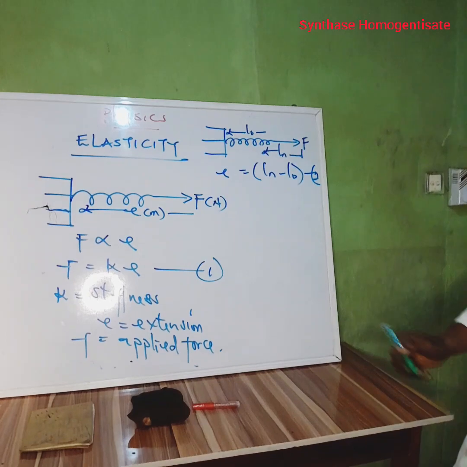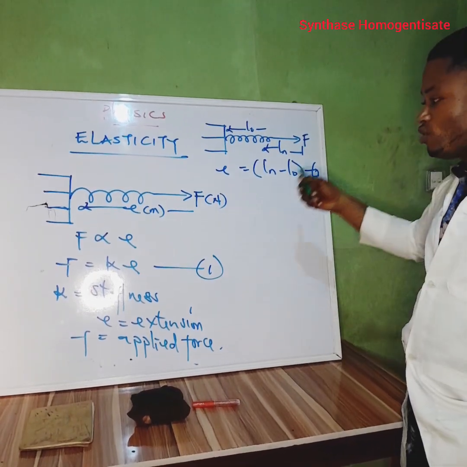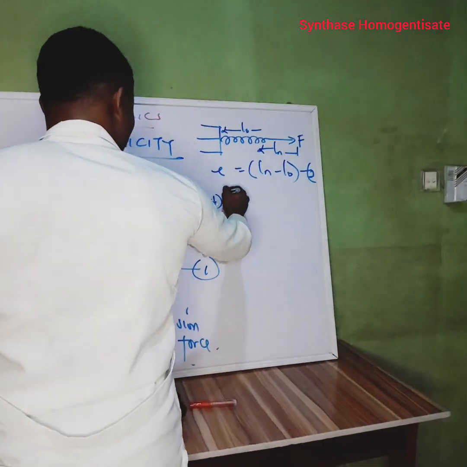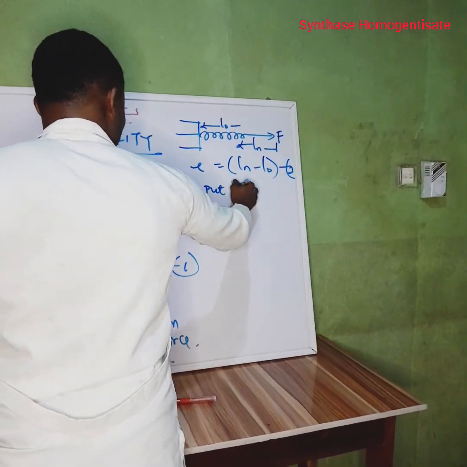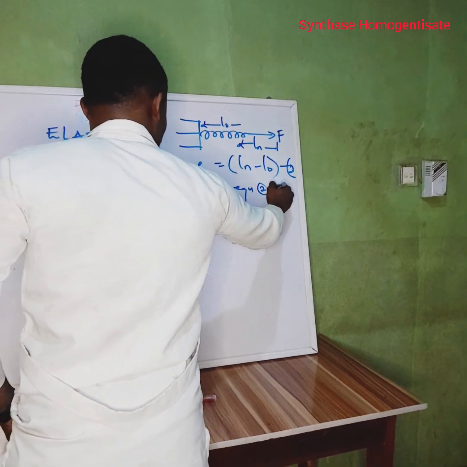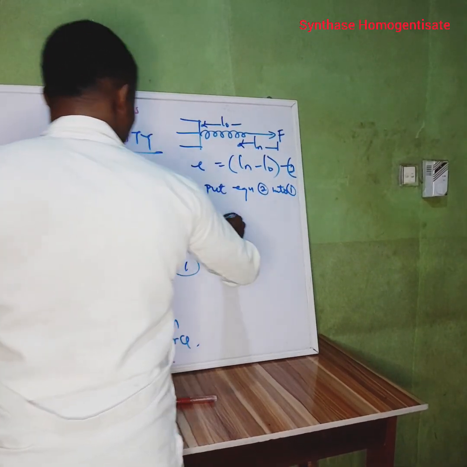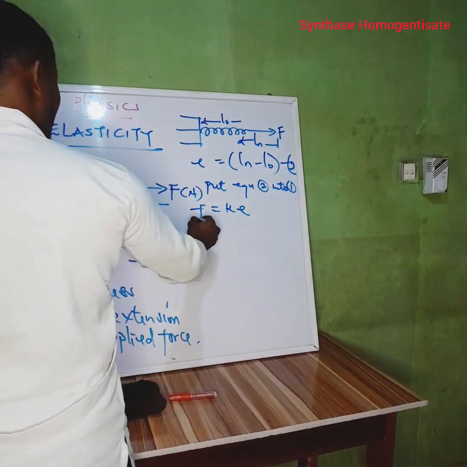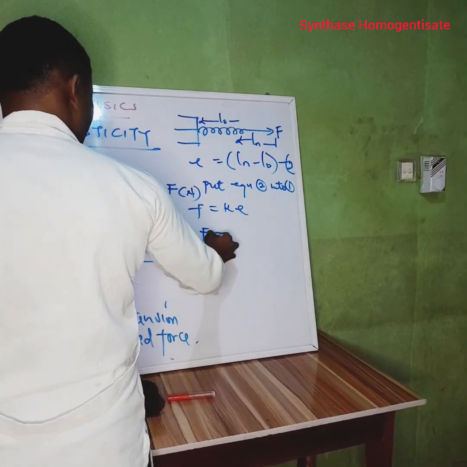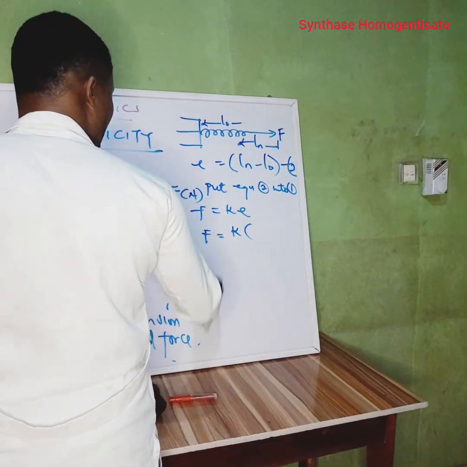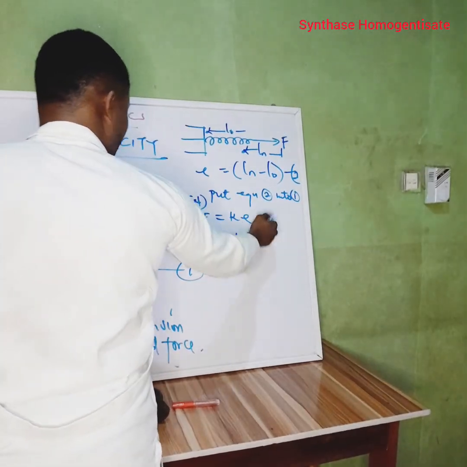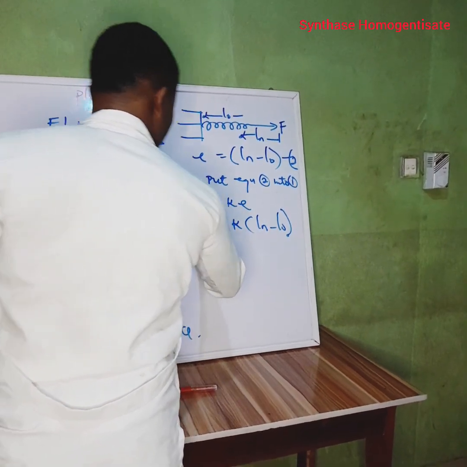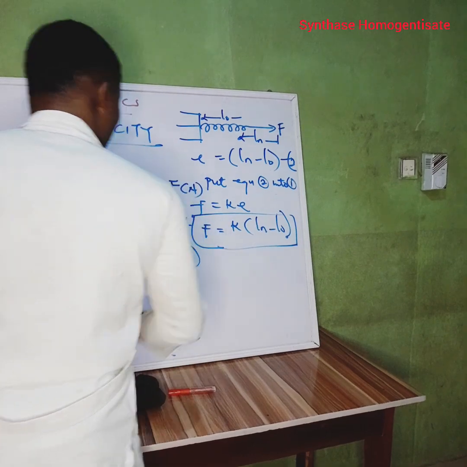Now if we try to insert equation 2 into equation 1, we are going to have F is equal to KE, that is from equation 1. So therefore, your F or the force applied is equal to K times the extension the body gives, which is Ln minus Lo. So this will give us another vital expression for the force.